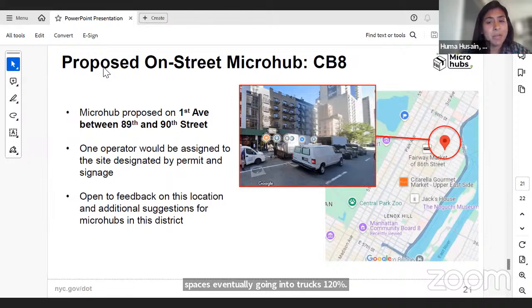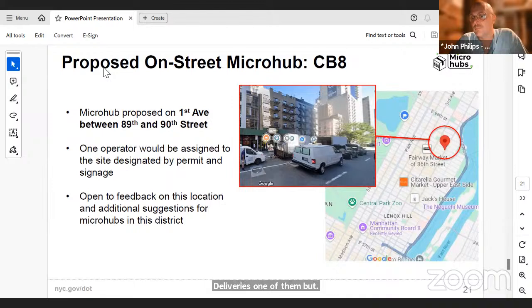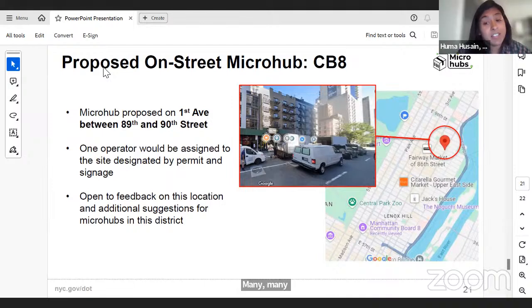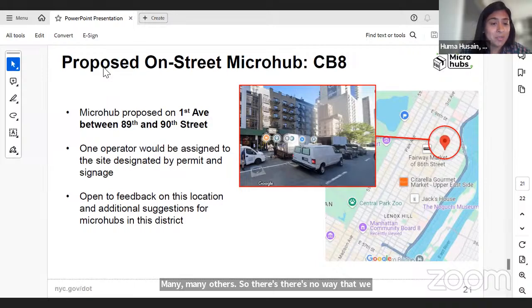Delivery is one of them, but there are many others. So there's no way that we would be giving 50% to truck parking. The idea here is we reduce the number of trucks that we're using so that we don't need all that curb space and can find other solutions. So yeah, it would certainly never be that much.